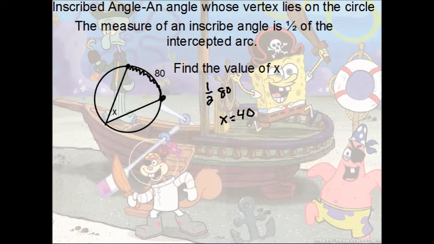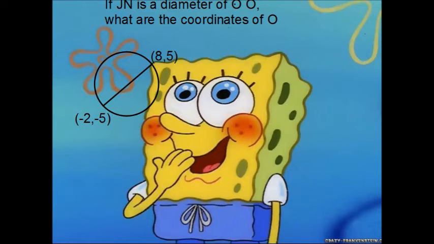Now here's one for you to try. If JN is the diameter of circle O, what's the coordinate of O? Press pause and let's see if you can figure it out. Well, if they tell us that we have circle O, they're telling us what the center of the circle is. If JN is going to be our diameter, its endpoints are at (-2, -5) and (8, 5).